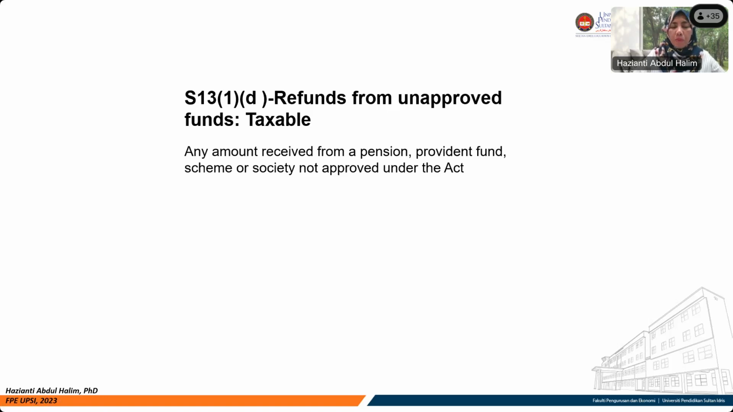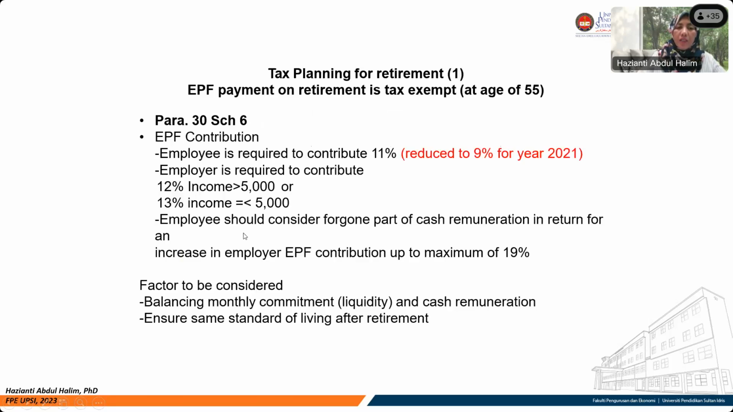Itu semua non-taxable. But under section 31D ni, we are looking at refunds from, the keyword here is unapproved funds. Kalau any amount received under whatever scheme or society that is not approved under the Act, it is actually taxable. Yang ni pun jarang kita tengok lah, because sometimes kalau dia ada provident fund ataupun dia ada PRS from private retirement scheme, biasanya itu registered or approved. So yang approved tu biasanya not taxable lah. But here we are talking about unapproved funds.